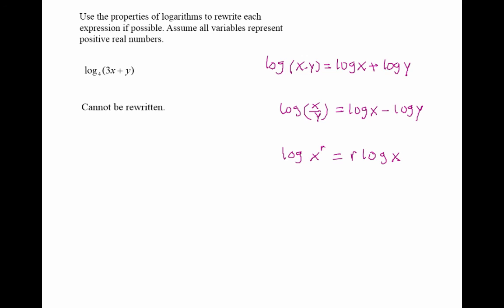But if it is not 10, you have to mention what it is. So you can write a b here to indicate that this could be any base as long as it's the same base for all of them. You write the base right below this log. That's how you write them.